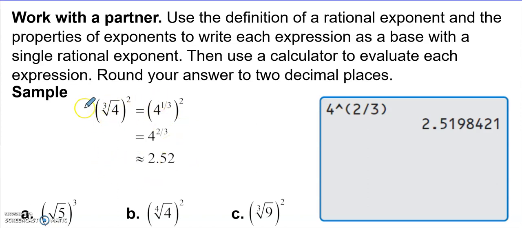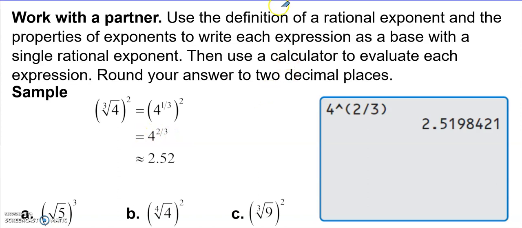Okay, so here's an example for you. If I have the cube root of 4 squared, I can rewrite that as 4 to the 1/3 squared, which becomes 4 to the 2/3. Now, I will point out, if you go right from this step to this step, that's fine. You don't have to do this intermediary step. The intermediary step, though, is important in understanding why this does become this.